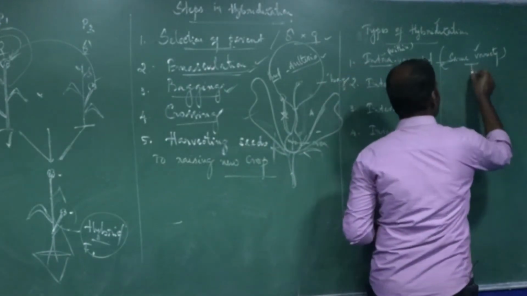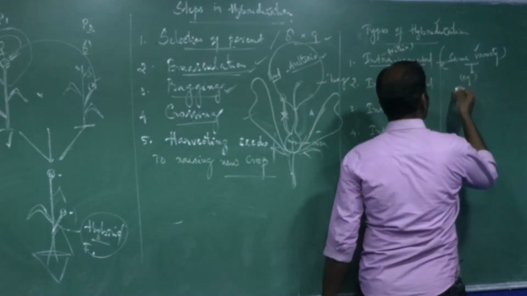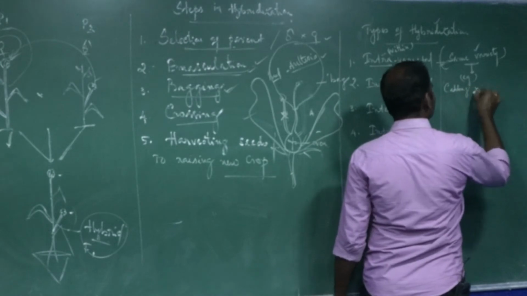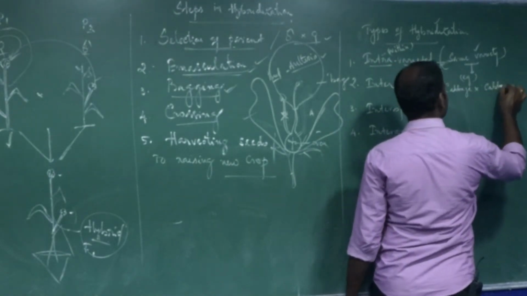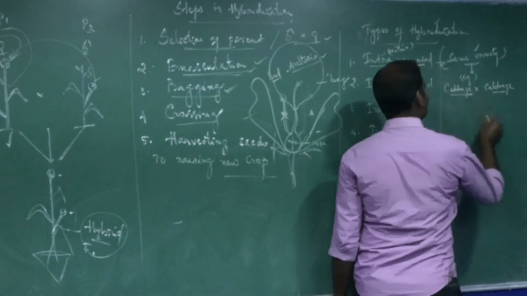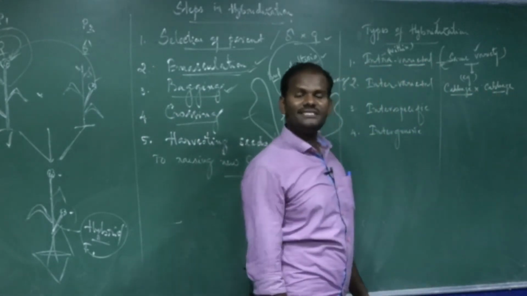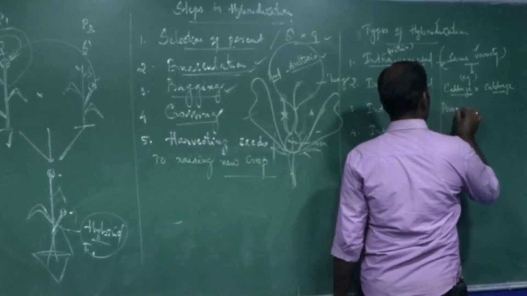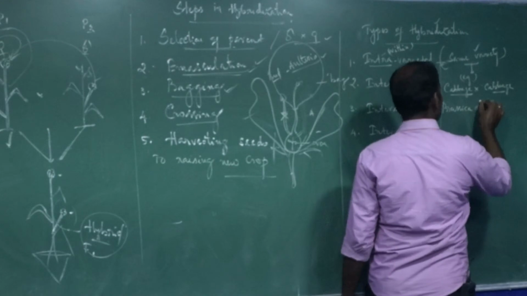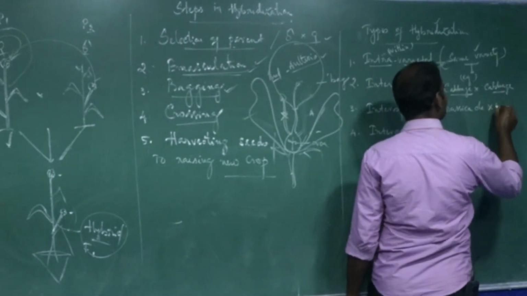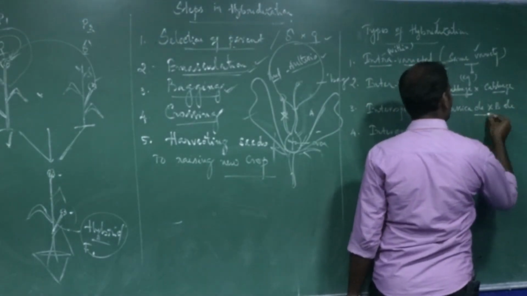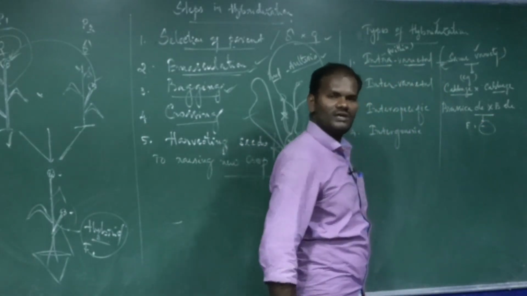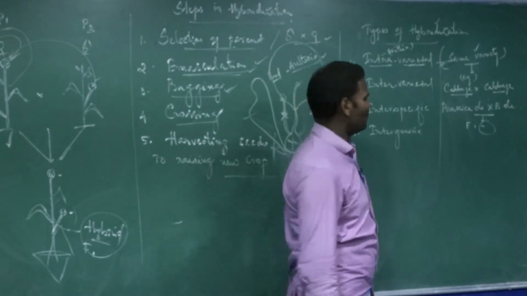For example, cabbage crossed with cabbage. What's the binomial name of cabbage? Brassica oleracea. Brassica oleracea crossed with Brassica oleracea. As a result, we obtain hybrids. These are called intra-varietal hybridization.